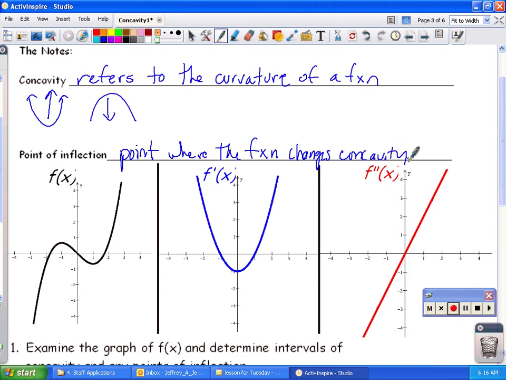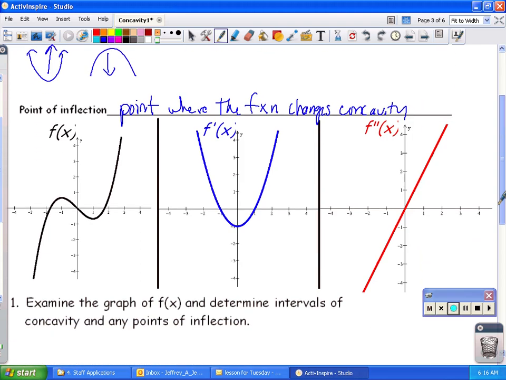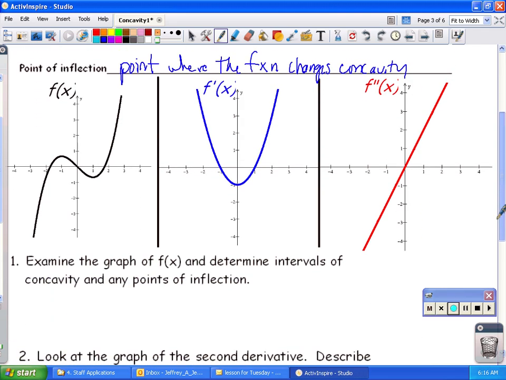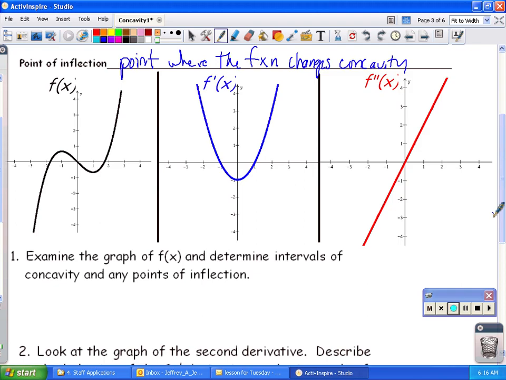So if you take a look at the three functions that I have below, notice that the first function is the original function f of x. The blue function is the first derivative of the original function, and the red function is the second derivative of the original function. It appears that the original function is a cubic function. The first thing the exercise asks you to do is examine the graph of f of x and determine the intervals of concavity and any points of inflection.